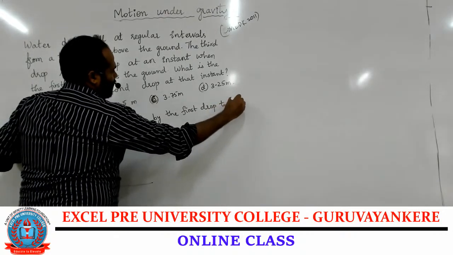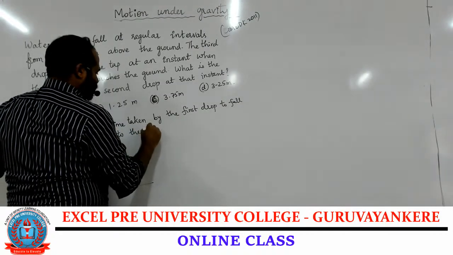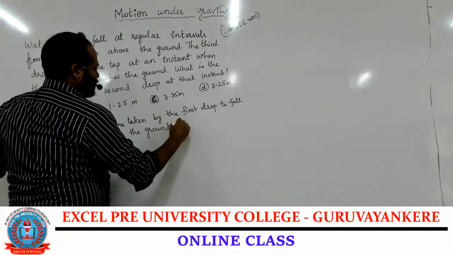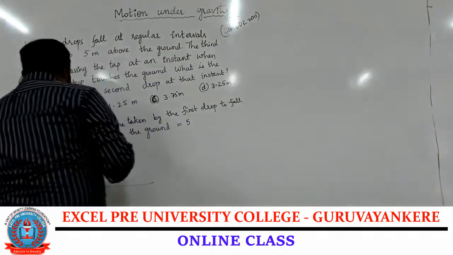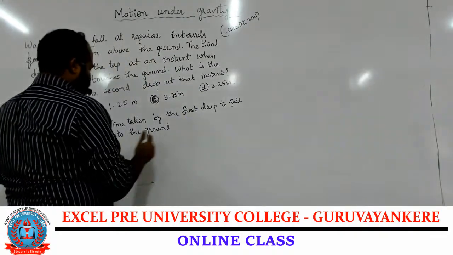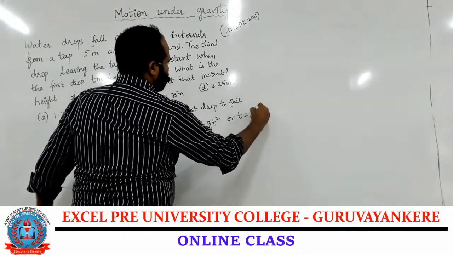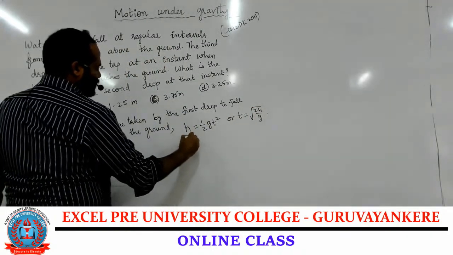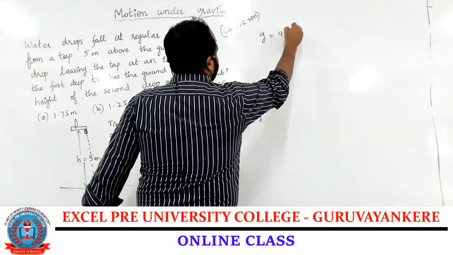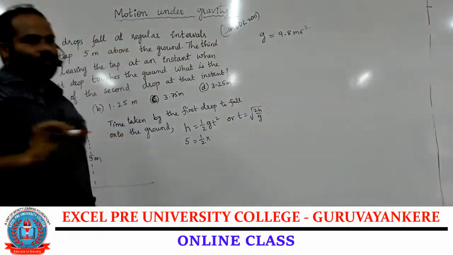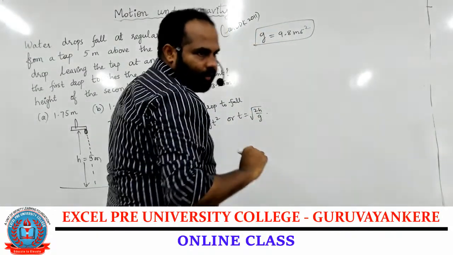Time taken by the first drop to fall onto the ground is the formula. We use same, no? H is equal to half g t square, or you can use t is equal to root of 2h by g, one and the same. Height is 5 meter, g is acceleration due to gravity, its value is actually 9.8 meter per second square.